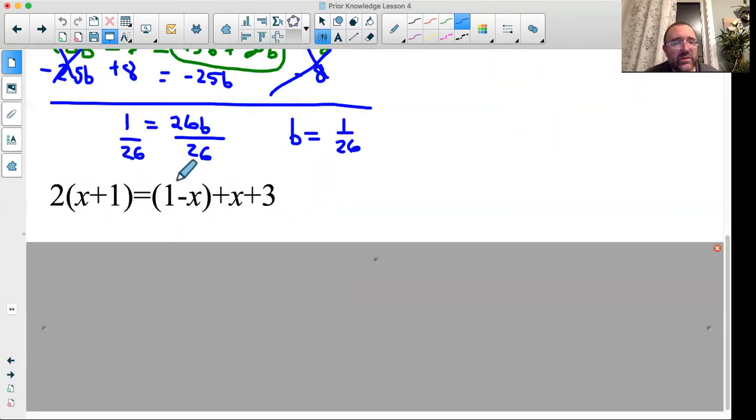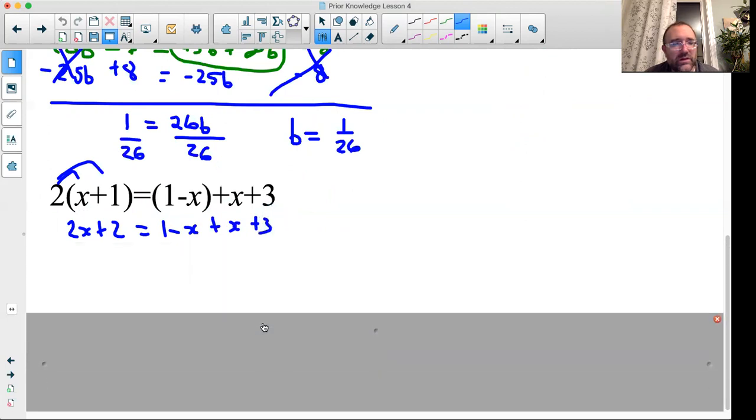There are 2 brackets here, but this bracket wasn't even needed because there's no number in front. So we don't even have to expand that bracket because there's really a 1 in front of it. So you get 2x plus 2 equals 1 minus x plus 3. Now what we need to do from here is, of course, collect the like terms. The x is cancelled out on the right hand side, and then we have 4 on the right hand side because 1 plus 3, and we have 2x plus 2.